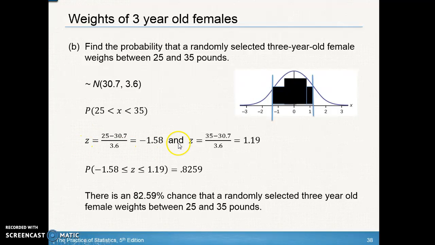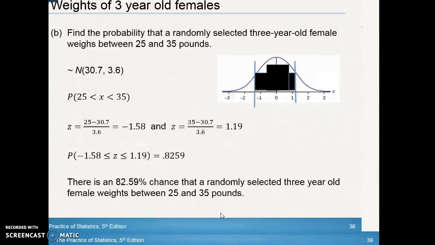I have the z-score for each of them, the data value minus the mean divided by the standard deviation, data value minus mean divided by the standard deviation, and then here's your probability statement with your z-scores, okay? And then you can just use your graphing calculator to get that 82.59%. So there's an 82.59% chance that a randomly selected 3-year-old weighs between 25 and 35 pounds.